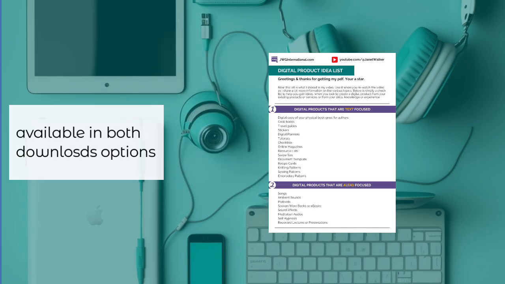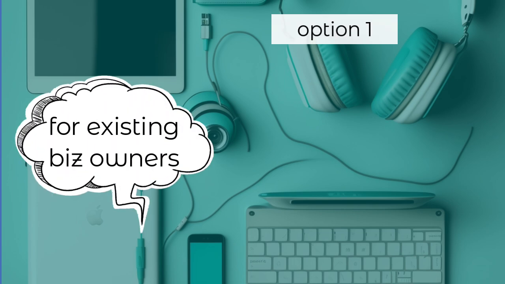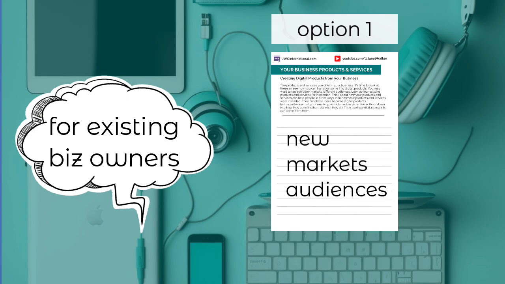Both downloads will have a list of everything that I've shared in this video, so you can use it as a reference when it comes to creating your digital product. The first option to download is if you have a business. You're going to look at your existing products and services. You're going to break them down and see if you can turn any of those products and services, or even part of them, into digital products. If you want to tap into new markets and new audiences, then a digital product could be the way you can do that.